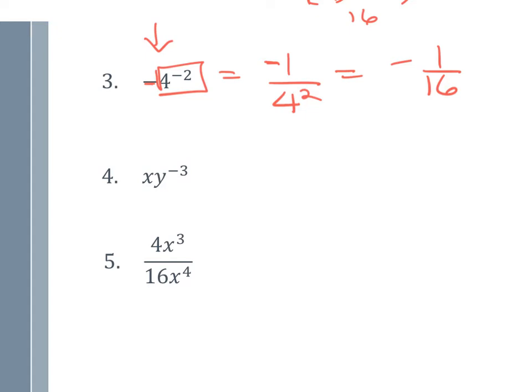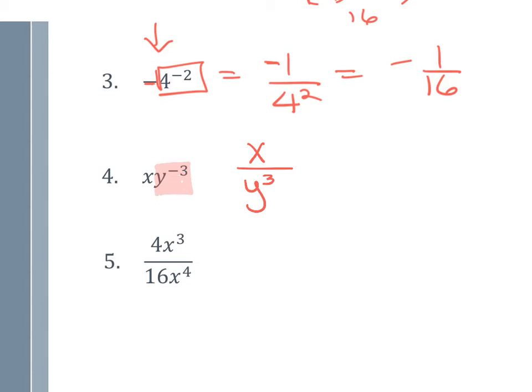So in this example, the only thing that has the negative 3 exponent is the letter y. The x doesn't have the negative 3. So when I go to simplify this, the x is going to stay on the top of the fraction, and the y to the third is what will move to the bottom.